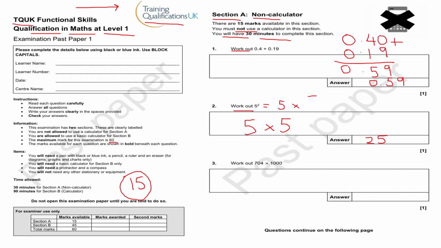Question 3. Work out 704 times 1000. So times it by powers of 10. I'm going to write 704, and I'm just going to tag on 3 zeros. So I'm going to read it as 704,000. And that, guys, is our answer. So when you times by powers of 10, if it's a whole number, you just add on zeros. If it's got a decimal, then you move the decimal point to the right.